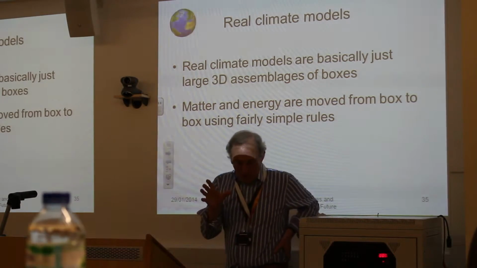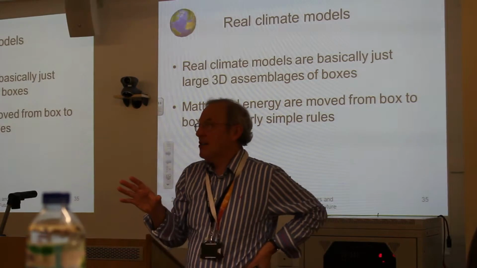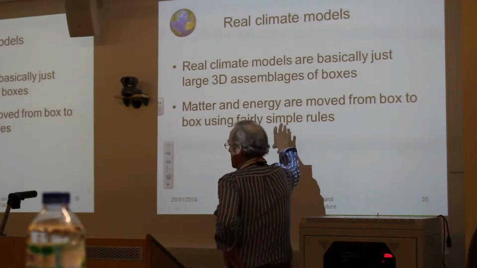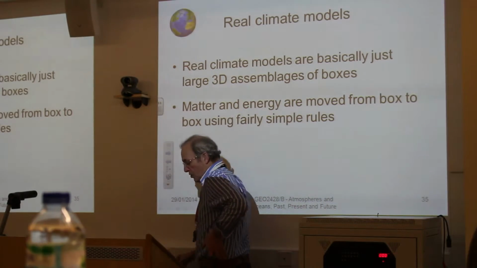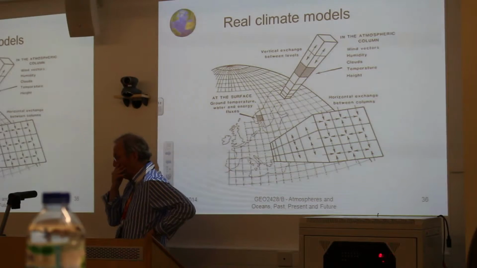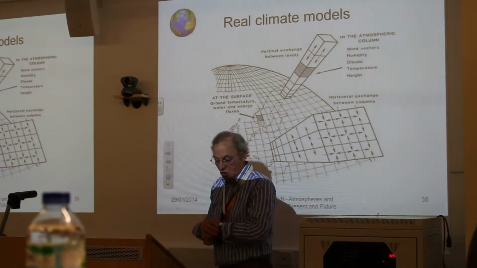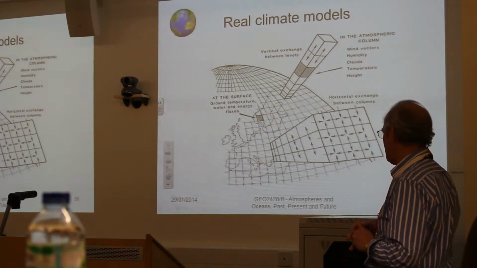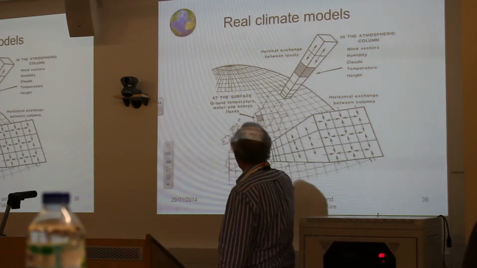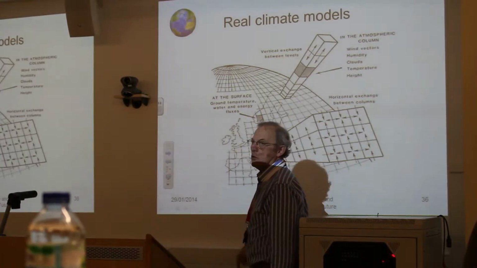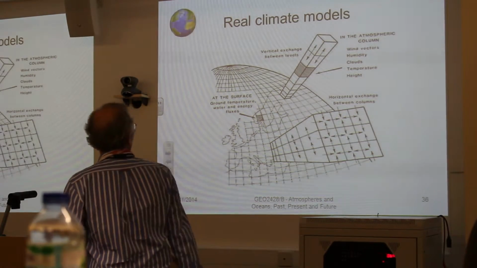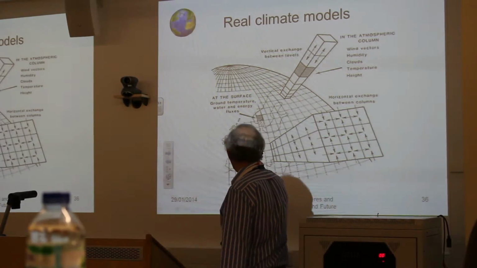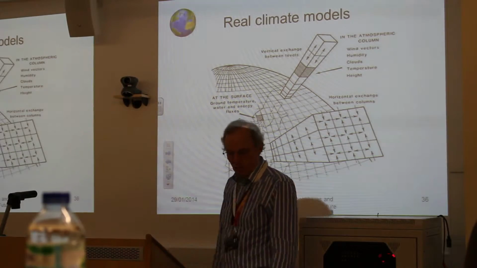So real climate models are just 3-dimensional assemblages of boxes, which simplify the movement of matter and energy using basic simple rules, most of which are based in the laws of physics. And this is the sort of image that we see, this is the sort of idea. So if you think, on the ground, you've got a box, a level of resolution. Let's say so many kilometres, 25 kilometres by 25 kilometres. Actually, that's a bit bigger. Let's call this a 200 kilometre by 200 kilometre.